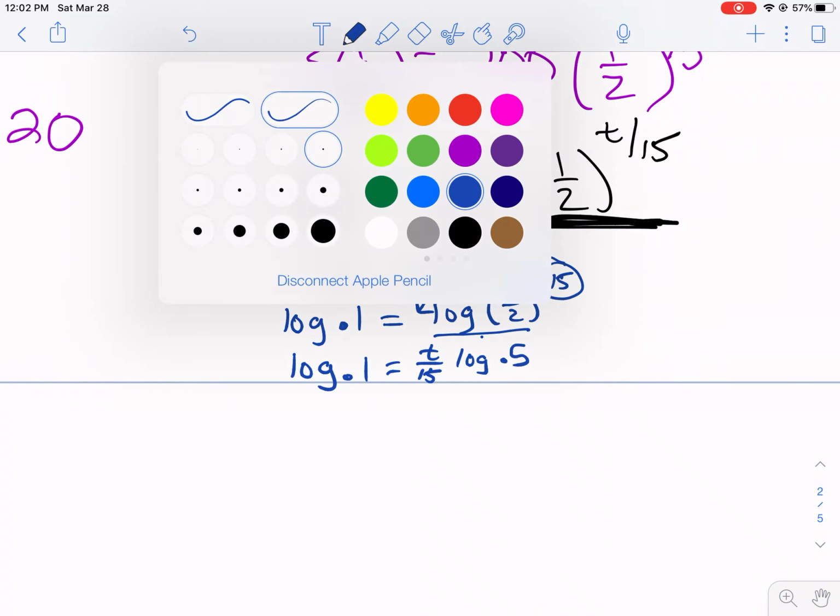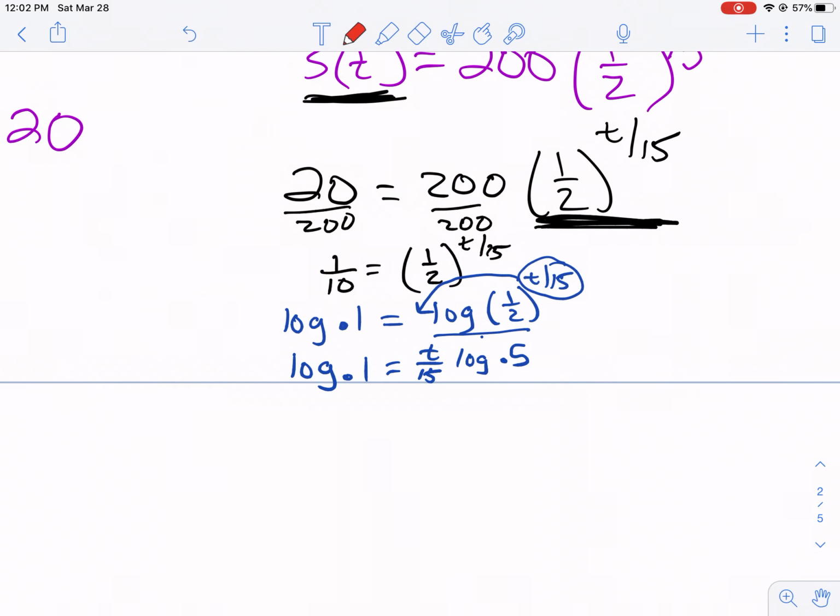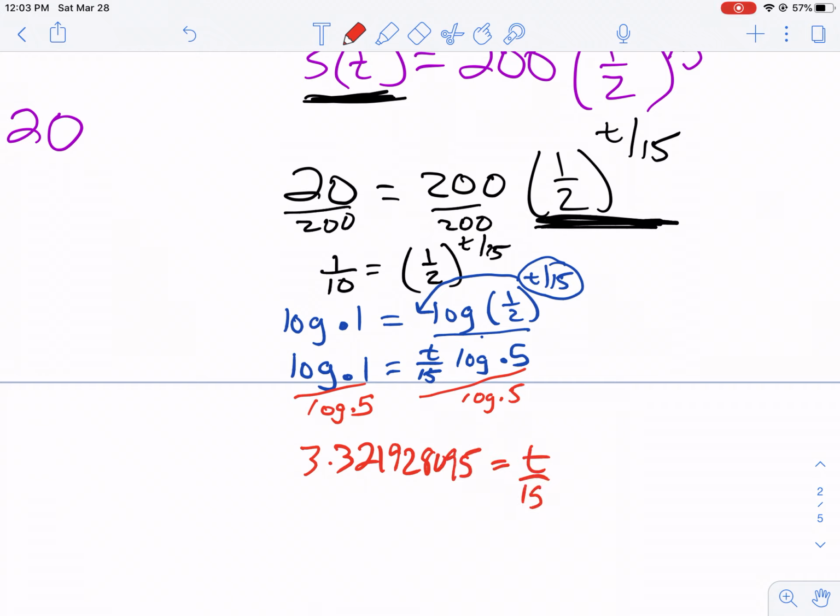Alright, so now my variable is out of the air. I need to get it by itself. So the first thing I'm going to do is divide by log 0.5. In my calculator, I'm going to type log 0.1 divided by log 0.5. Make sure you remember to end the parenthesis. And that's going to give us 3.3219288095 equals t over 15.